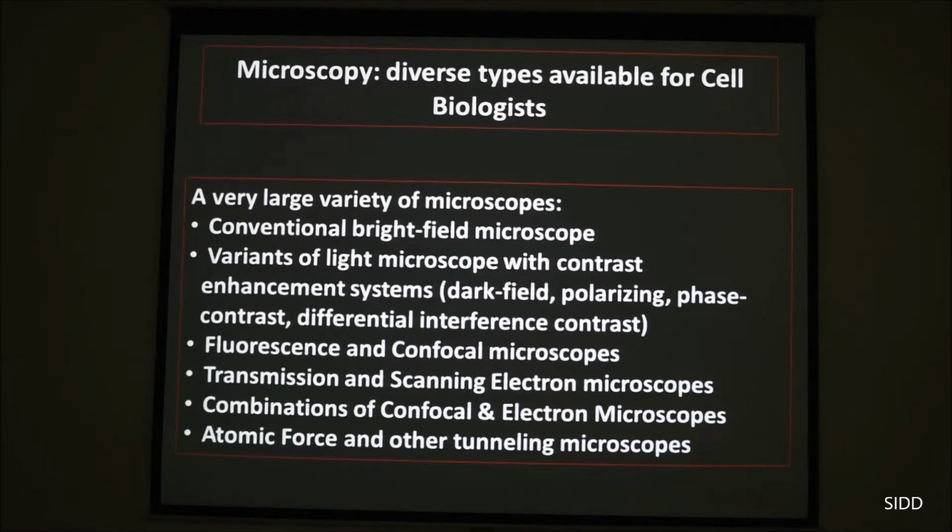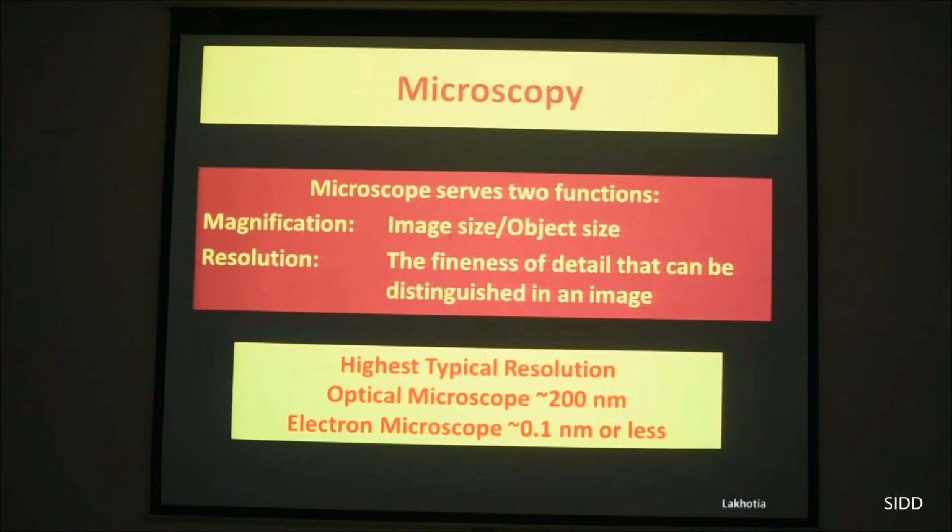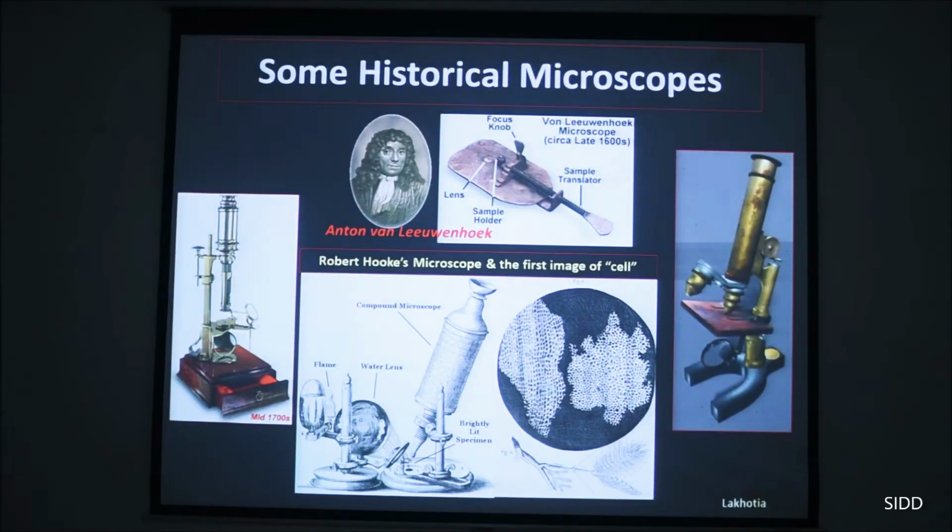Now there is a system where you can examine the same object in three-dimensional arrays by confocal microscopy and then by electron microscope, transmission electron microscope or scanning electron microscope. There are combinations that have been developed. And then there are various kinds of atomic force and other tunneling microscopes which provide more surface features of an object. Now, microscopy, as I said, serves two functions. One is the image size to object size ratio. That means the object may be small, the image becomes larger, that's magnification. Resolution is the fineness of detail that can be distinguished.